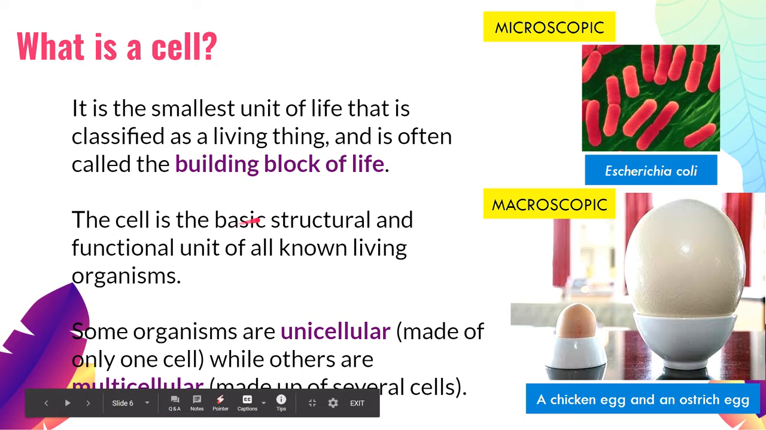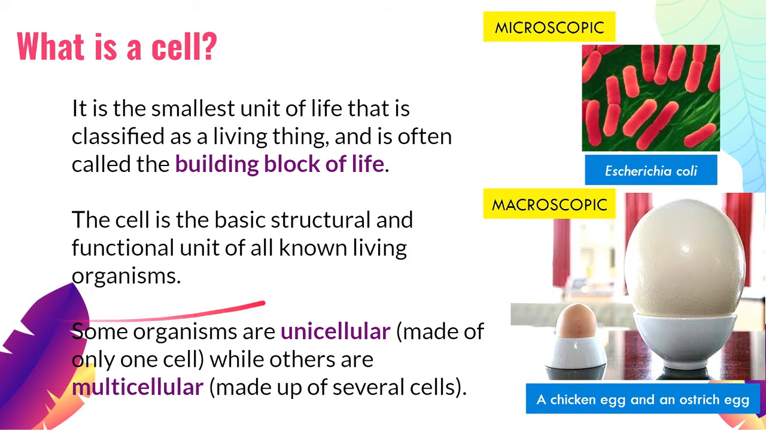So the cell is the basic structural and functional unit of all known living things. This is one of the tenets or principles of the cell theory, if you still remember. All living things here on Earth must be made up of cells. Even those that are already dead or extinct, as long as they are classified as living organisms, must be made up of cells. If you're just made up of molecules or atoms, then you're not considered a living thing.